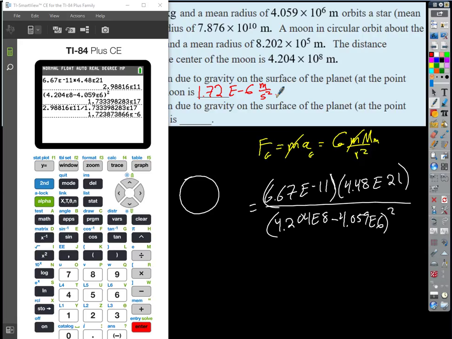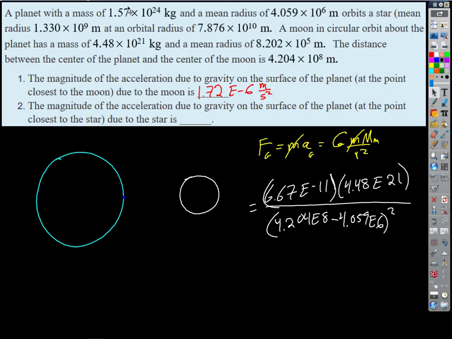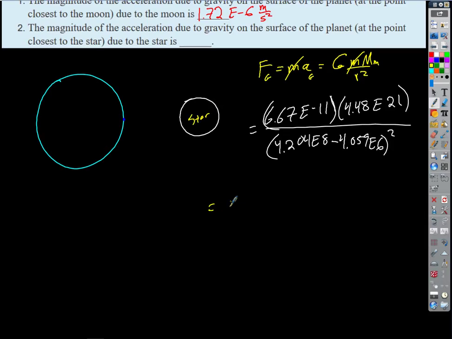What about part 2? Part 2 is going to be very similar, right? The only difference in part 2 is, what do you think it's going to be, greater or less, the contribution due to the star? Less. I would guess less because it's so far away. So let's see here. We're finding the acceleration of gravity on the surface of the planet due to the star. So now, same situation as before, but now this is the star instead of the moon, right? So really, all we've got to do is the same calculation.